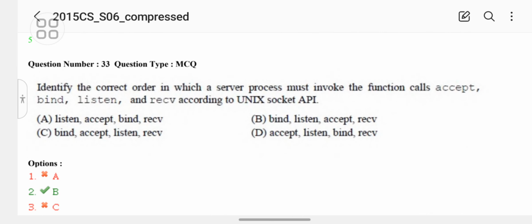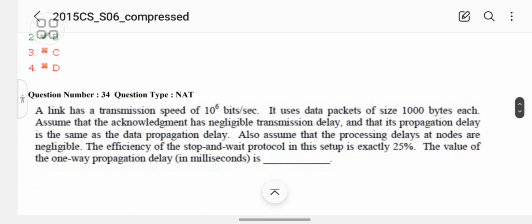Question 33: identify the correct order in which a server process must invoke the function calls accept, bind, listen, and receive according to the Unix socket API. So for this the answer is bind, listen, accept, and receive.